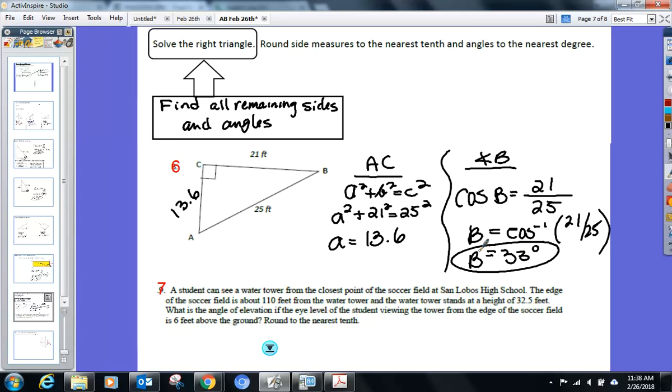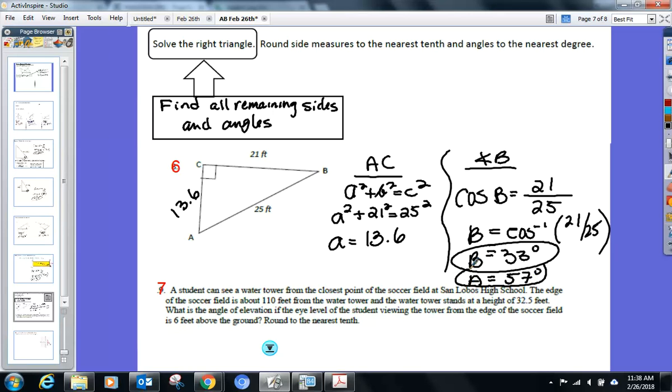Are you going to force me, or am I going to force you to do another sine, cosine, tangent to find angle A? No, because what do you already know about a nice little geometrical fact about your triangles? All angles add up to 180, and I already know two of them, so that third angle should be 57 degrees. Nice.